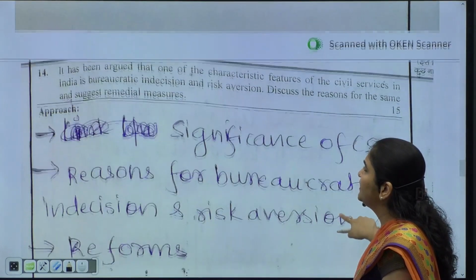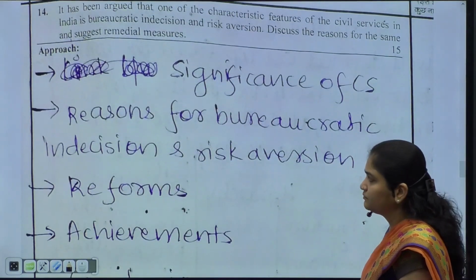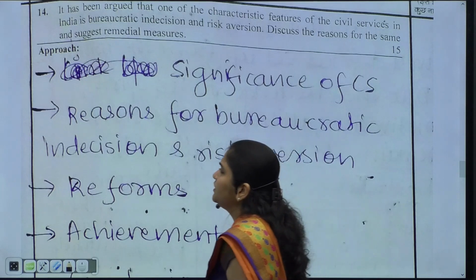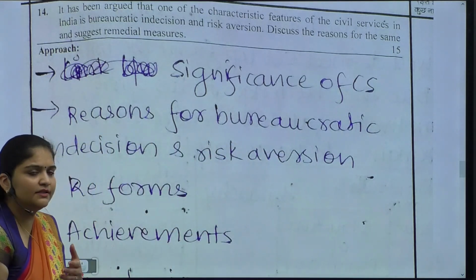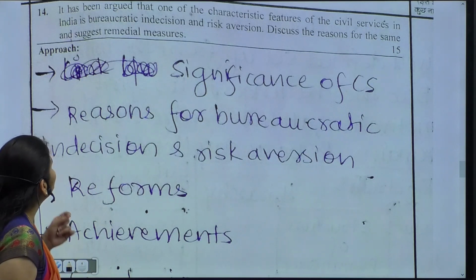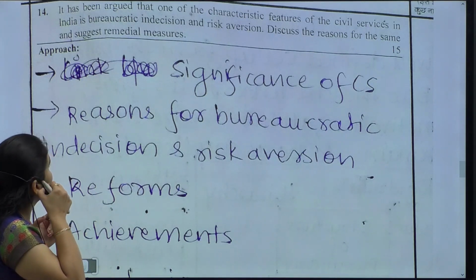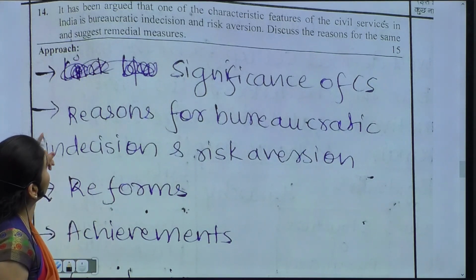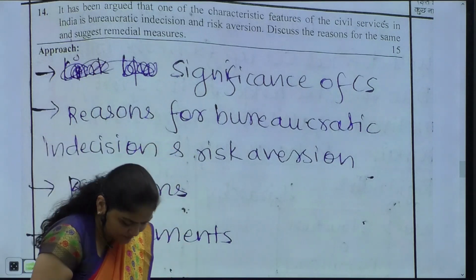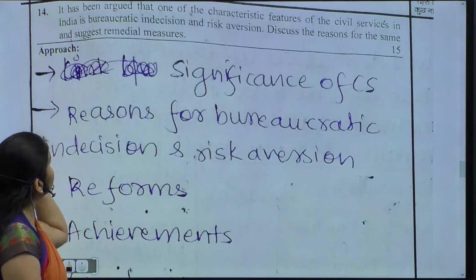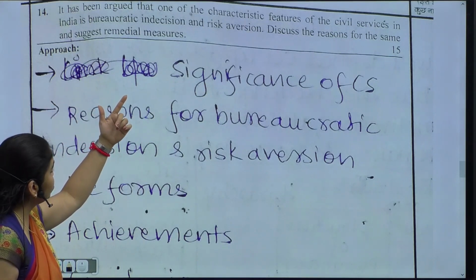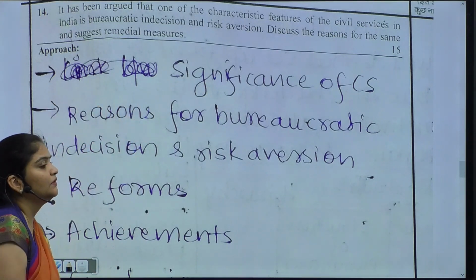Now let's move to the next question. Very conventional question in UPSC, okay, but students find this also very difficult to answer. Now, it has been argued that one of the characteristic features of the civil services in India is bureaucratic indecision and risk aversion.